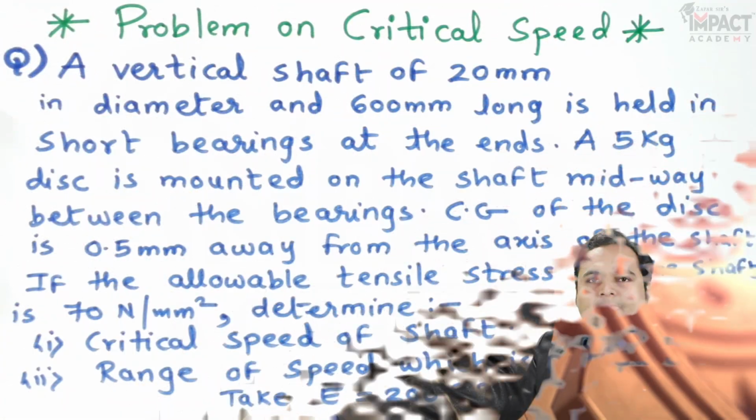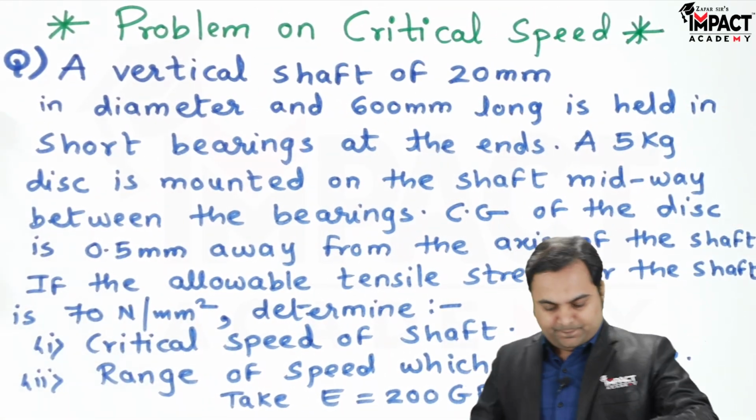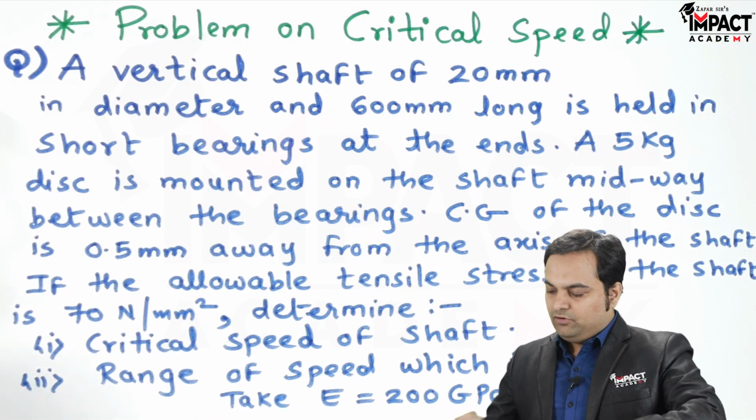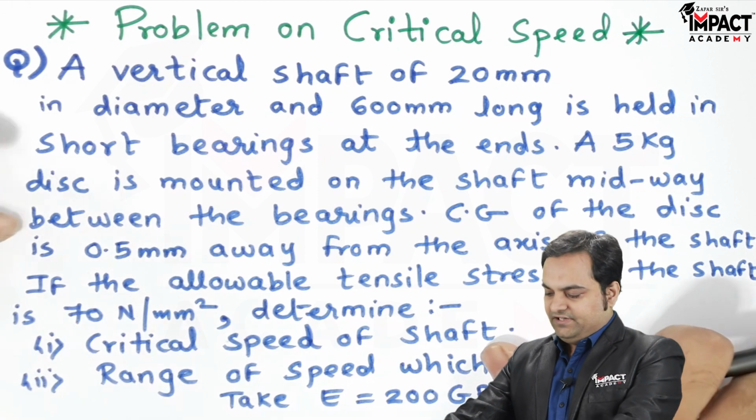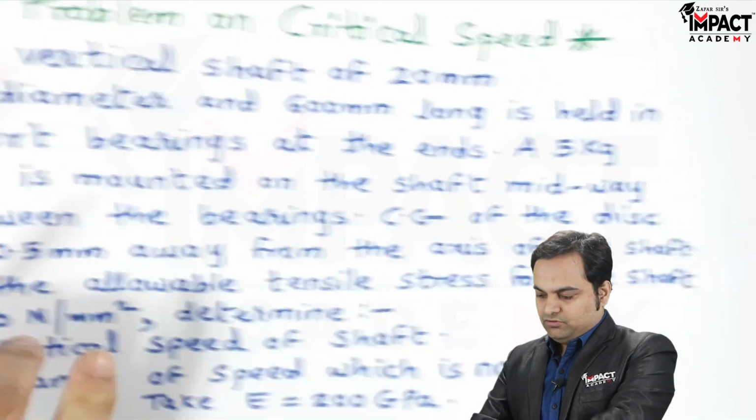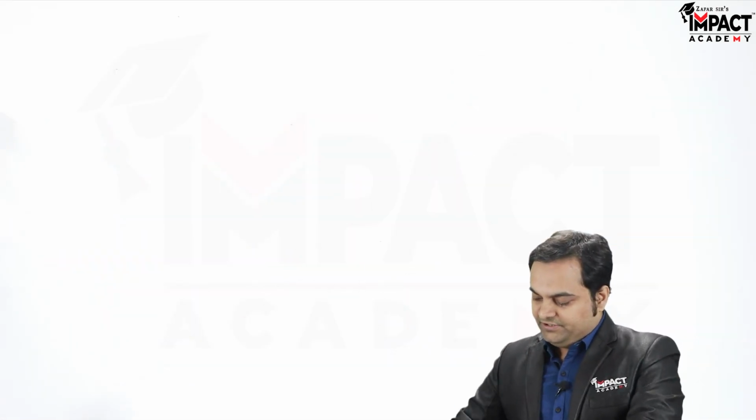Hi friends, here in this video I'll be explaining a problem on critical speed of shaft. So let's get started. Now here is the question. It is given a vertical shaft of 20 mm diameter. Now whatever is given in this question, I'll write that in the form of data first. So here is the data.